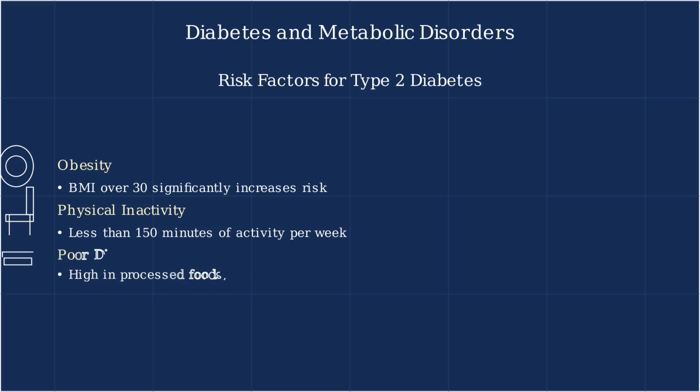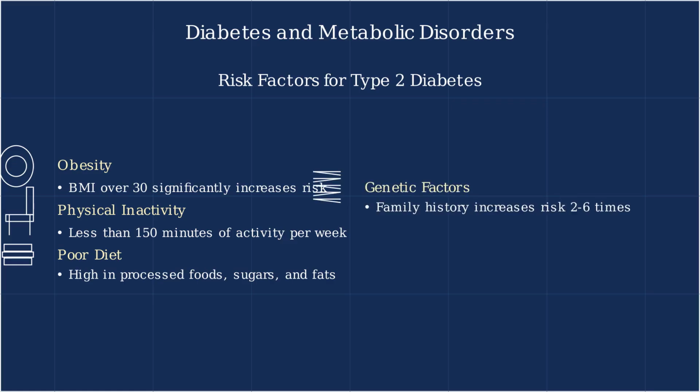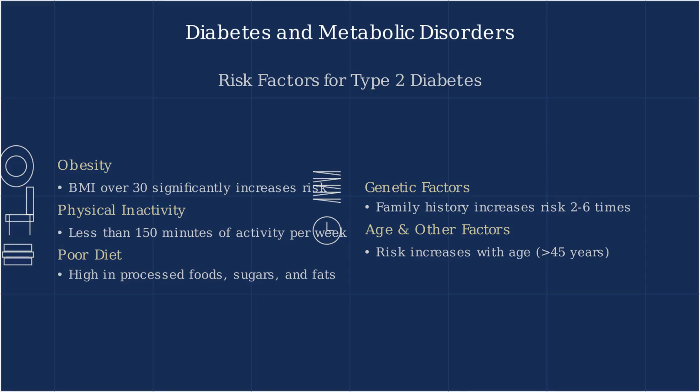Poor diet, particularly one high in processed foods, sugars, and unhealthy fats, contributes to weight gain and affects blood glucose regulation. Genetic factors play a role too. Having a first-degree relative with type 2 diabetes increases your risk between 2 and 6 times. Age is another factor, with risk increasing after age 45. Other risk factors include ethnicity, gestational diabetes history, and certain medical conditions.